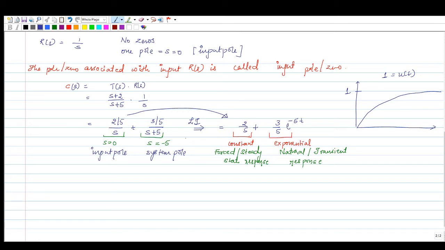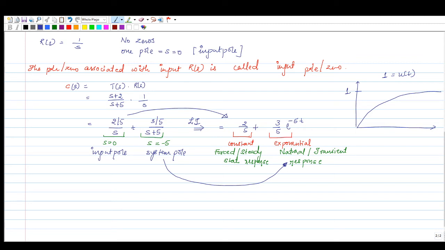And we can see that the system pole is s is equal to minus 5, and this is responsible for the natural or transient response. So s is equal to minus 5 is the system pole and that is giving us the exponential term. So the system pole will always determine the natural or transient response. These responses will decay after a certain time, and your input pole will dominate and take over the entire response.